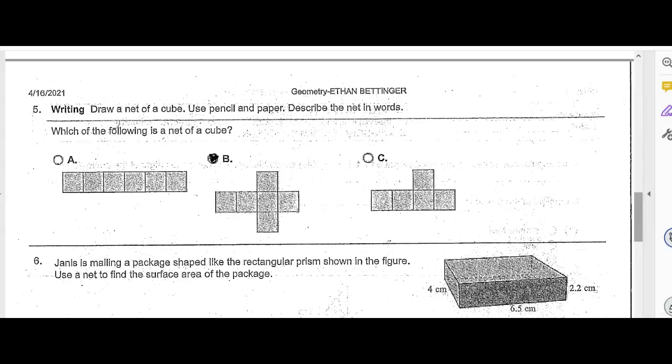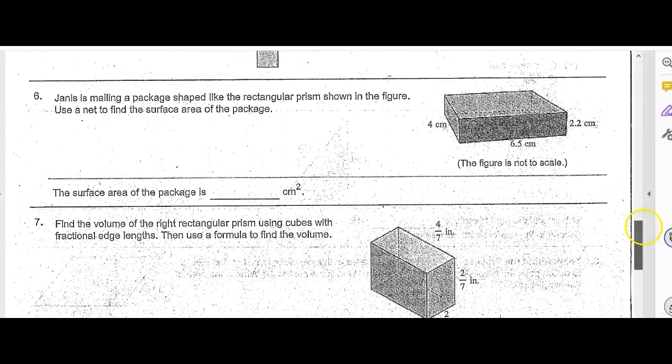Let's see here. Tom. There's only 5 sides. Not 5 sides. 5 faces. Okay, we need to have 6 faces. That's a quick way to see if your answer is correct. All right. Nice job. Question number 6.